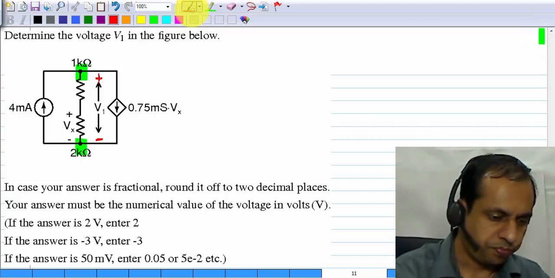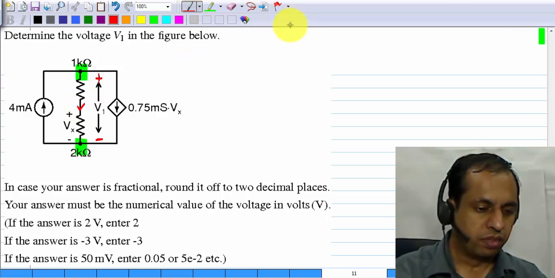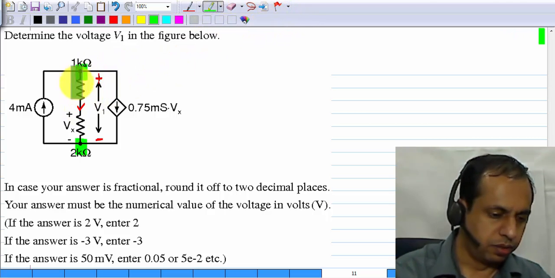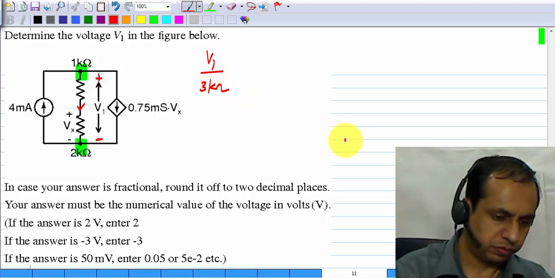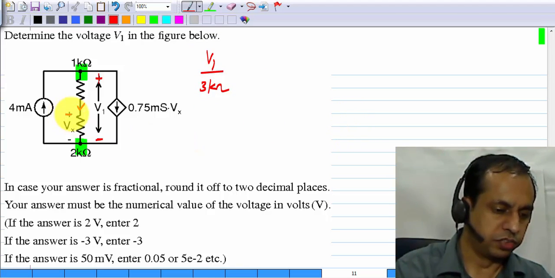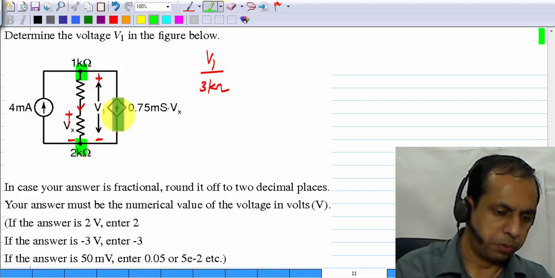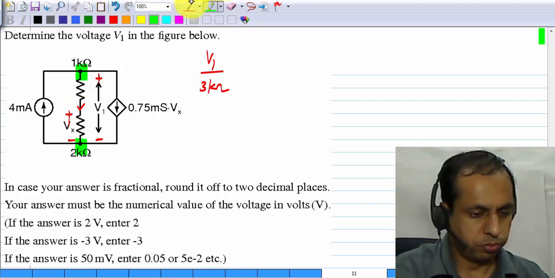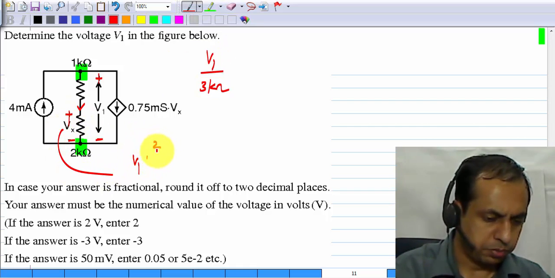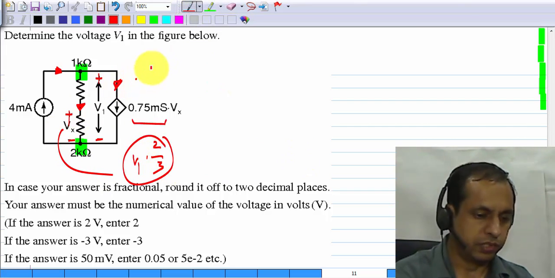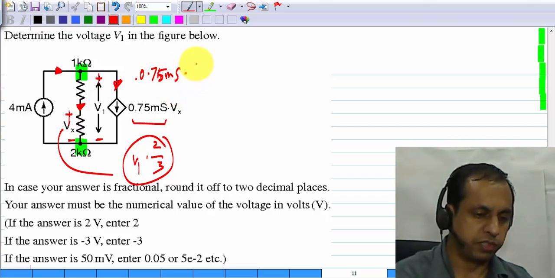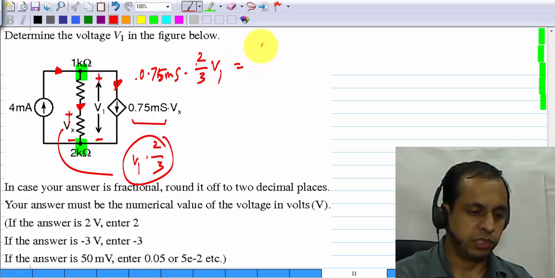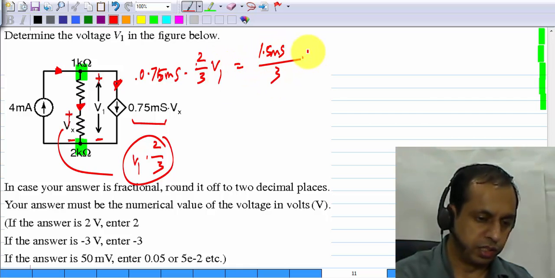Then the current in this branch is V1 divided by 3 kilo ohms. And this value of Vx, you can see that it will be this current V1 divided by 3 kilo ohms times 2 kilo ohms. So Vx equals V1 times 2 by 3. So this current here is 0.75 millisiemens times Vx, which is 2/3 of V1, which is 1.5 millisiemens by 3 times V1.